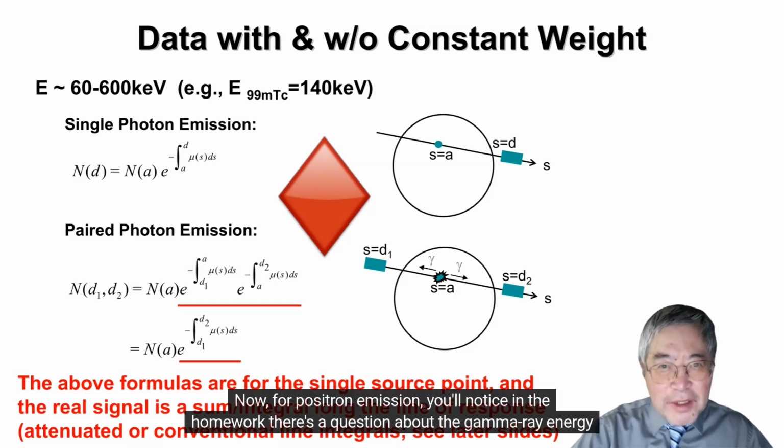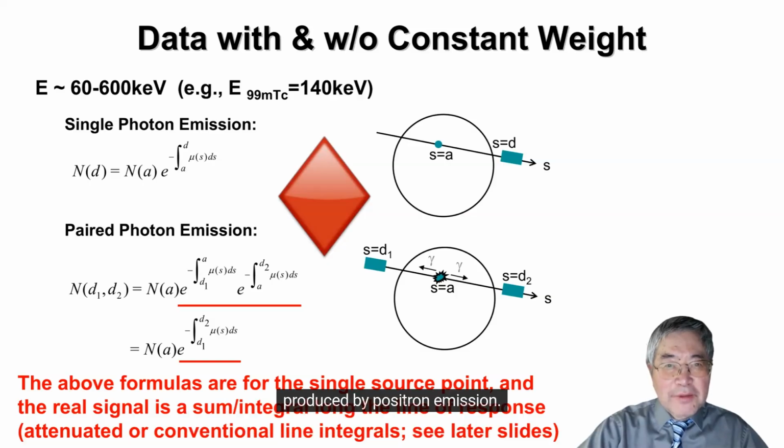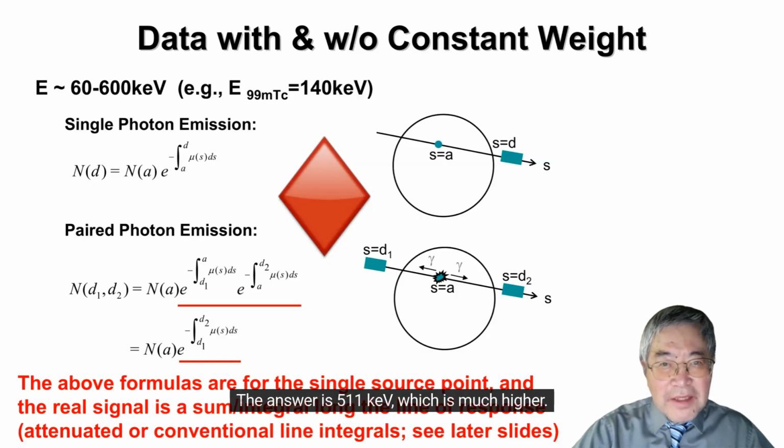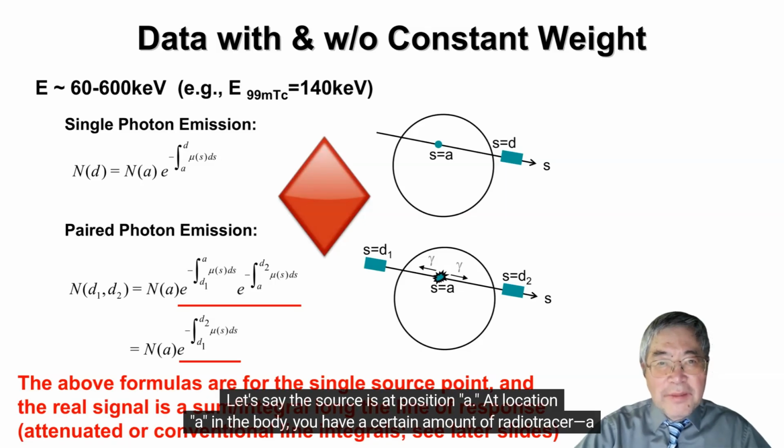Now for positron emission, you'll notice in the homework there's a question about the gamma-ray energy produced by positron emission. The answer is 511 keV, which is much higher. For single photon emission, here's how we model it. Let's say the source is at position A.